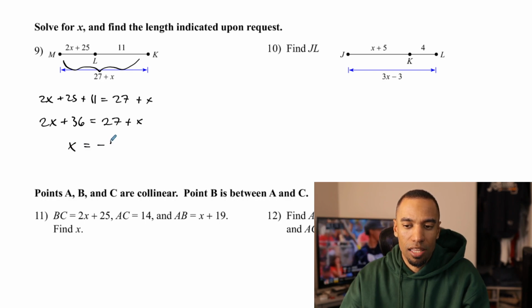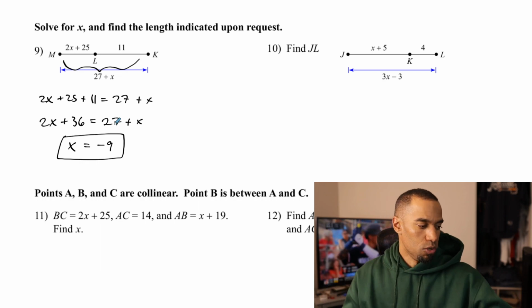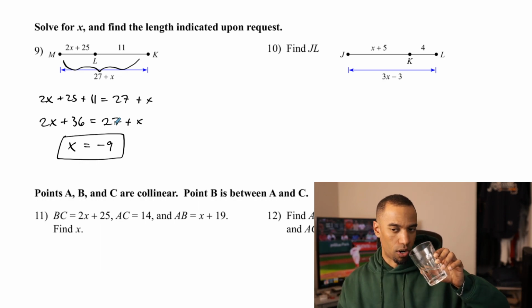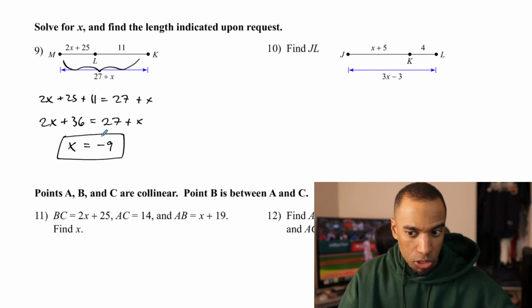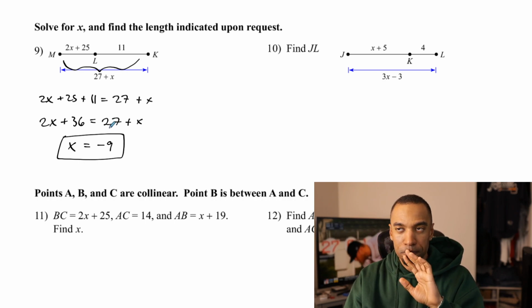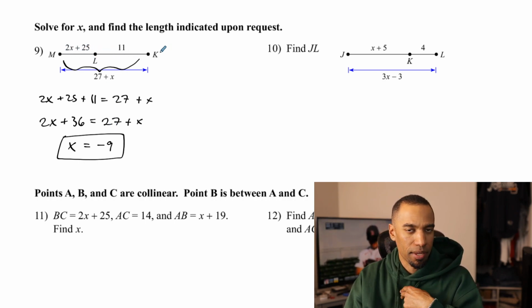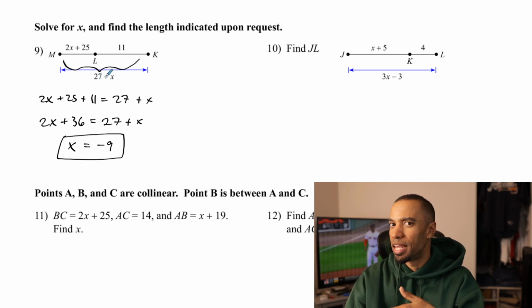Subtract x, subtract 36, and I get negative 9. Now, I will move forward, but you always want to double check your answer. Maybe you do. I can double check. What's iffy is when you get a negative value, because you want to think your lengths can't be negative. But the question is, does substituting negative 9 into here make your length negative?